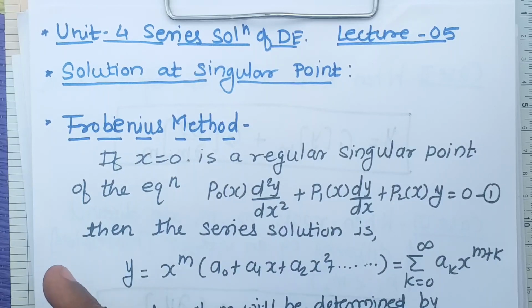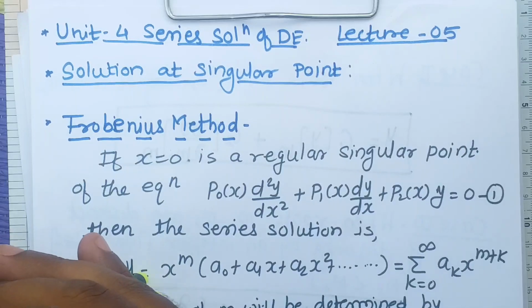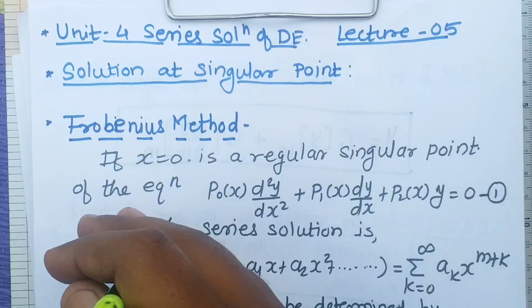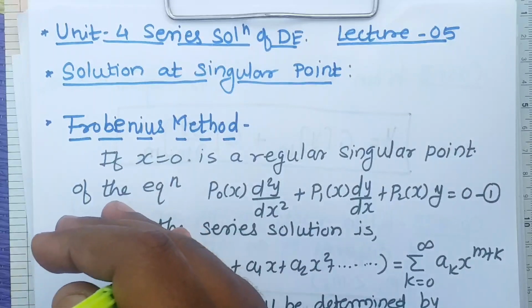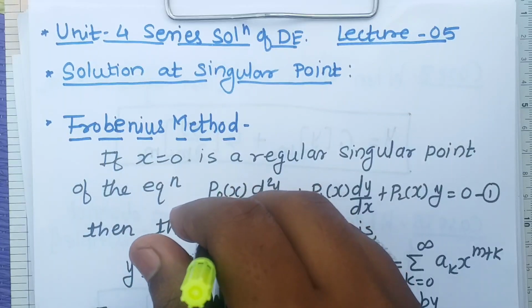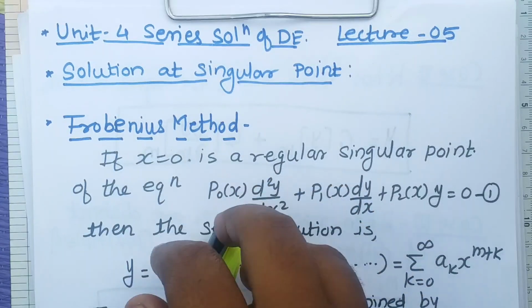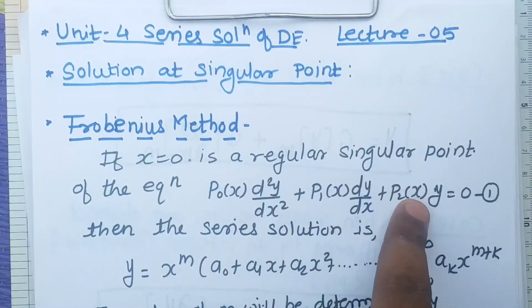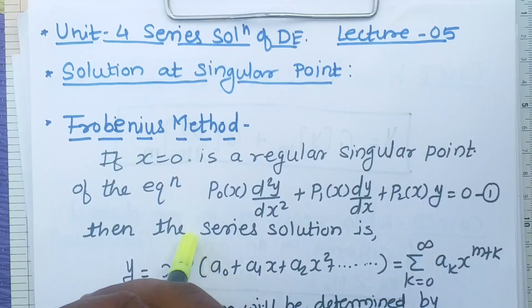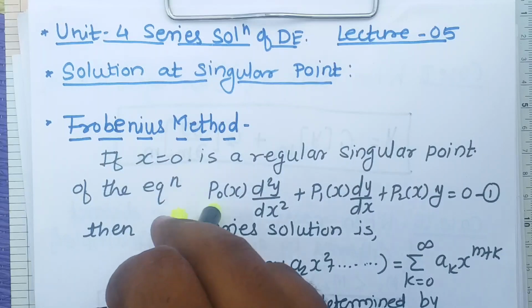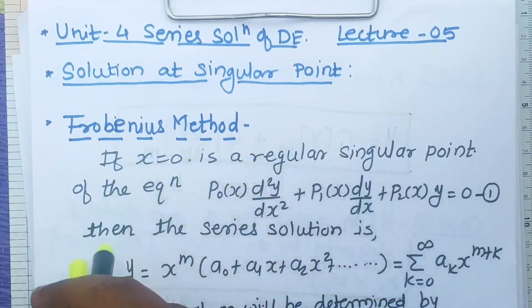In the previous video we discussed singular points and the types of singular points, which are regular singular points and irregular singular points. Now in this video we are going to discuss the method of solving linear differential equations of the type P0(x) d²y/dx² + P1(x) dy/dx + P2(x)y = 0 at a regular singular point x = 0. The method of solving a differential equation at a regular singular point x = 0 is called the Frobenius method.